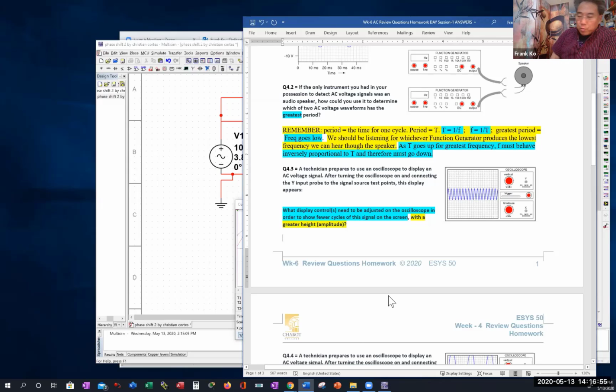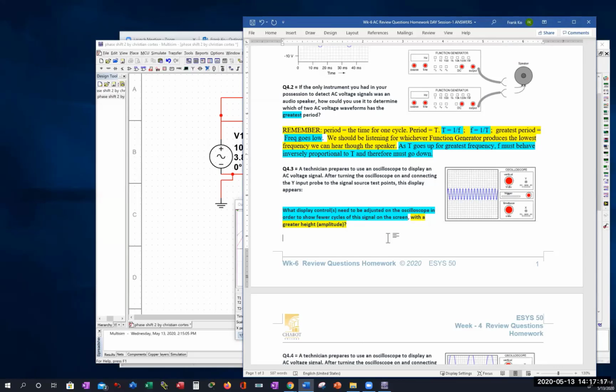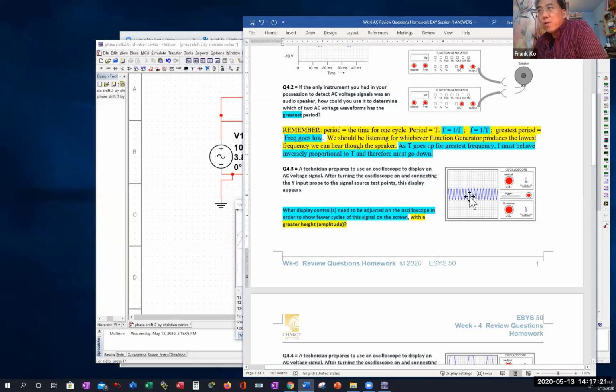Question goes to Andrew. The hint is these three big knobs in red. What do you think we should do? What should we adjust in order to show fewer cycles? I know in class you had us put them all down to 0 first. Yeah, but we're given a waveform.